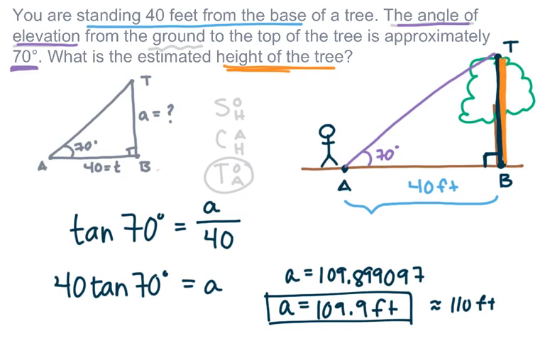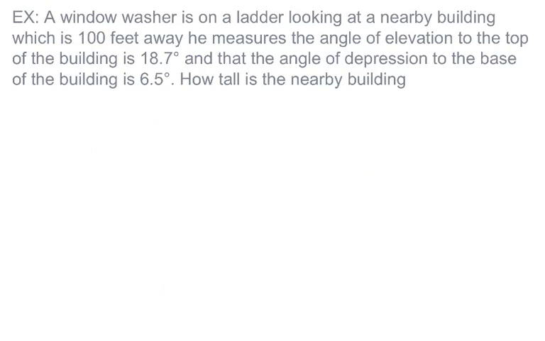All right, let's look at one more example while we're in this video and we're dealing with angles of elevation and angles of depression. For our next example in this video, we have a window washer on a ladder looking at a nearby building, and he was able to measure that he is 100 feet away from the building. He can measure the angle of elevation to the top of the building, so that angle of elevation is 18.7, and that the angle of depression going down to the bottom of the building is 6.5. So what we have to say is, how tall is the nearby building?